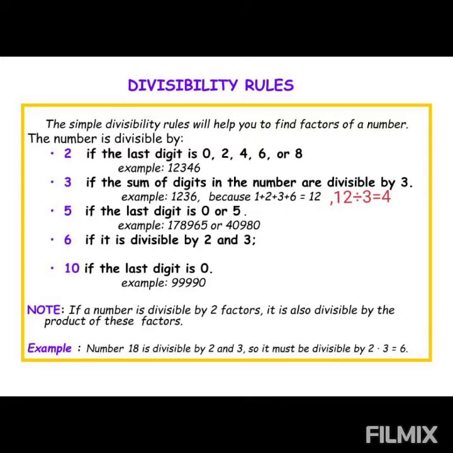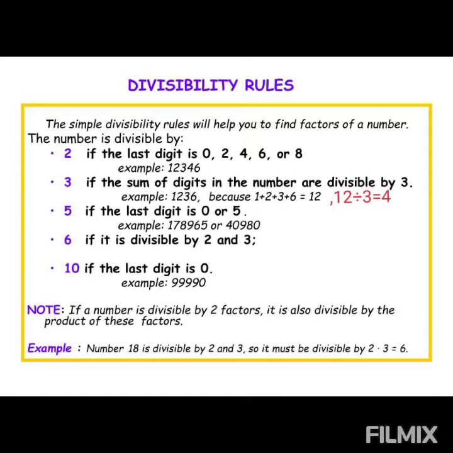Let us revise the divisibility rule of 5. If the last digit is 0 or 5, then the number is divisible by 5. If the last number is 0 or 5, then it means the number is divisible by 5. For example, it is given to you 1,78,965. Here the last digit is 5. It means this number is divisible by 5. Or see another number, 40,980. Here 0 is at the last place, that is, at the ones place.